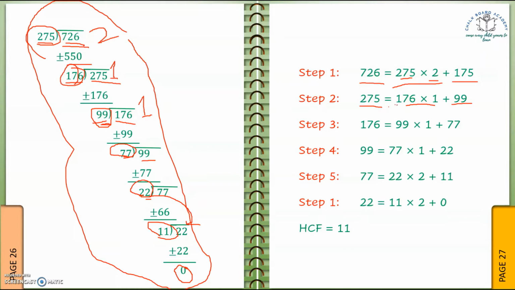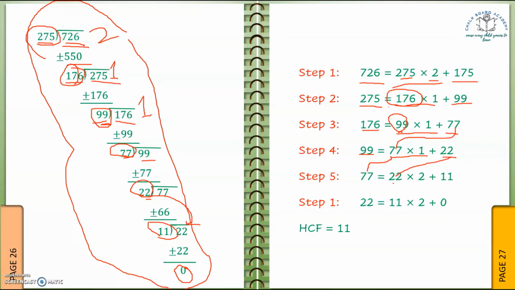Now the new dividend is 176. So 176 is equal to 99 into 1 plus 77, that is the remainder. Now the new dividend is 99, and 99 is equal to 77 into 1 plus 22, where 77 is the remainder from here. And then again this has become the new dividend, and we have a new remainder, which is this 22.